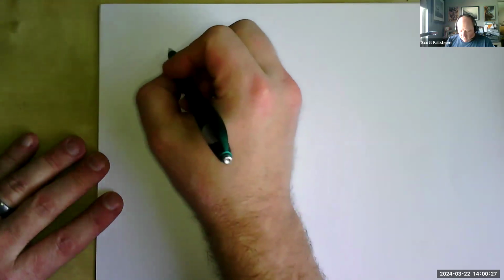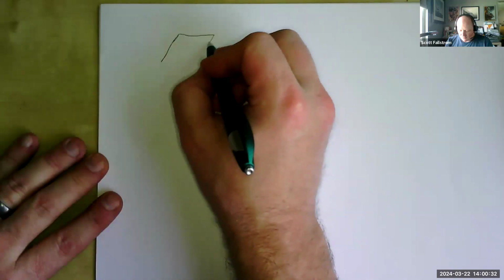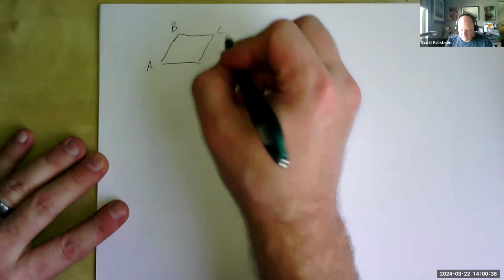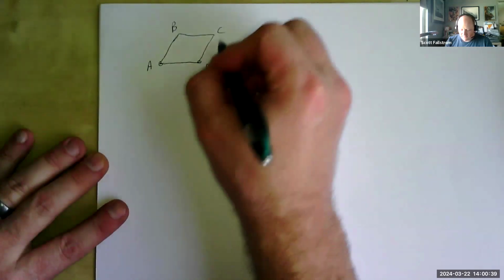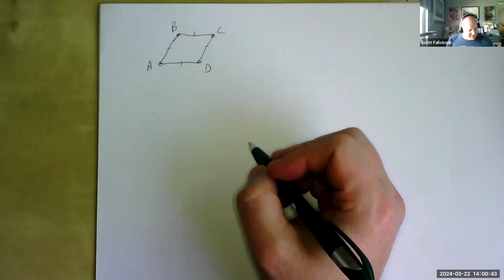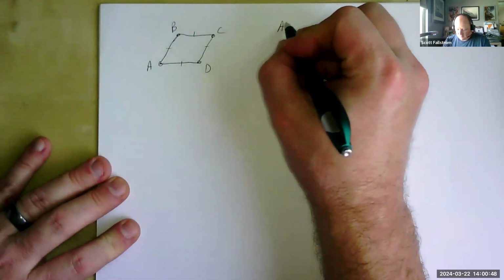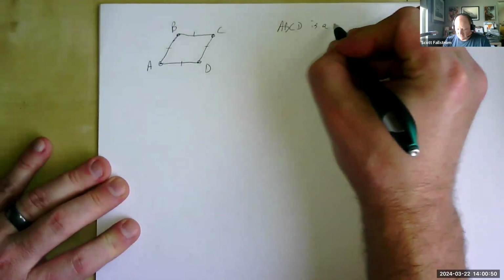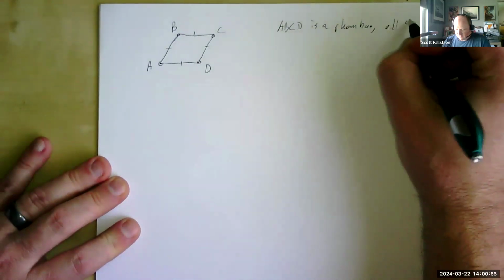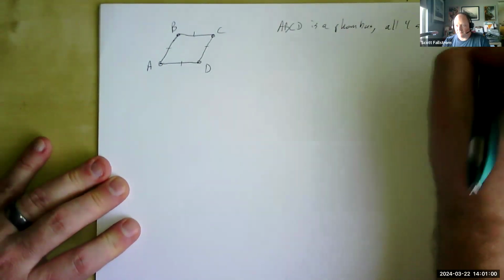So we start with a rhombus. Now remember, a rhombus has all 4 sides congruent. So just start with a rhombus. We'll call it A, B, C, D, as we've done so far. And again, all 4 sides are congruent. We already proved that one in the last video. Okay, so A, B, C, D is a rhombus. All 4 sides are congruent.